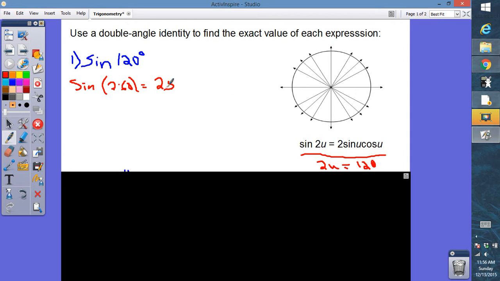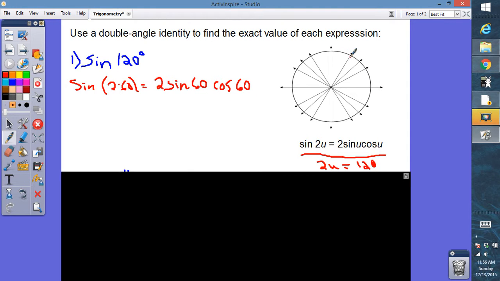It's 2 times the sine of 60 times the cosine of 60. Excuse me, I'm writing with a mouse, which I'm still not very good at. It's not the best writing in the world. So we basically figured out what u is for this problem and substituted it in. So we're going to clarify this.